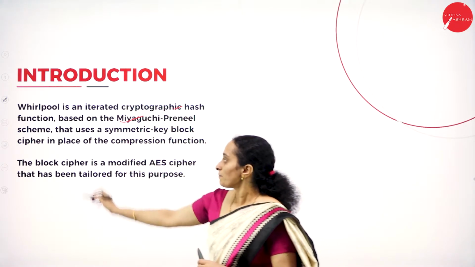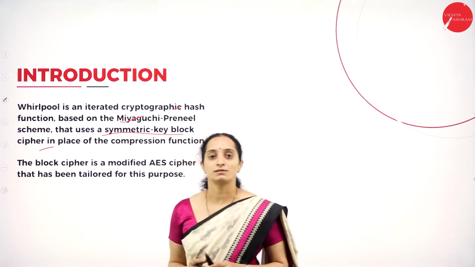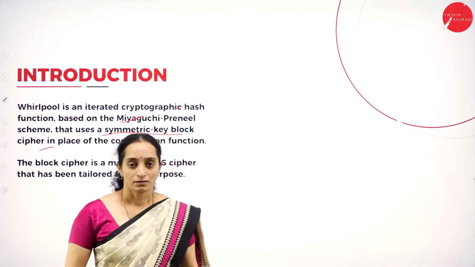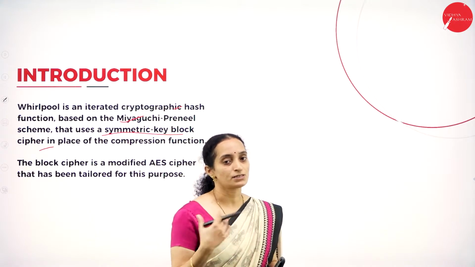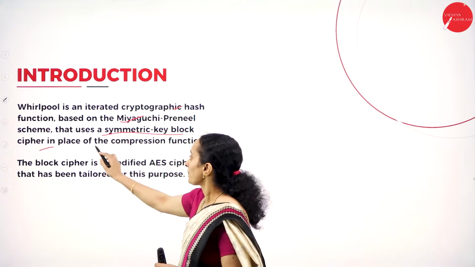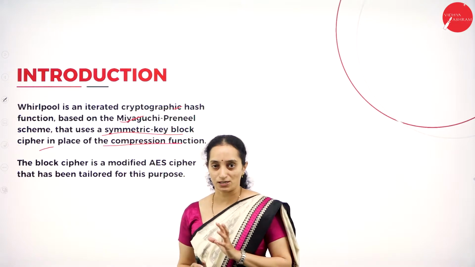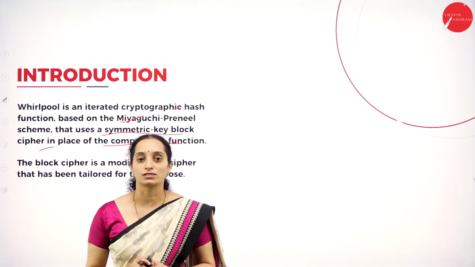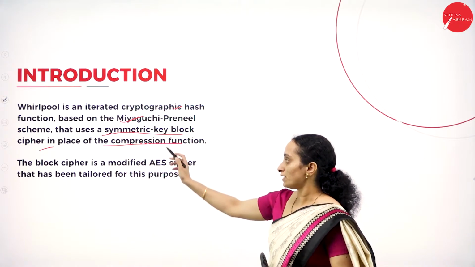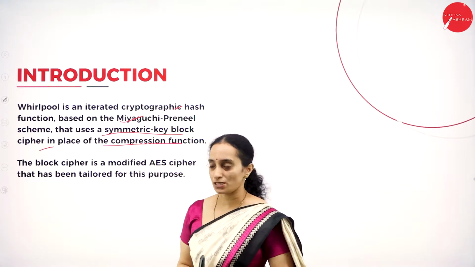Miyaguchi-Preneel scheme that uses a symmetric key block cipher. It uses a symmetric type of block cipher. The asymmetric key is another one. This is a whole set of new algorithm which uses the symmetric key cipher in place of the compression function. The first one was with the compression function. The improvised Miyaguchi-Preneel scheme uses the cryptographic cipher method, or the symmetric key block cipher, instead of the compression function.